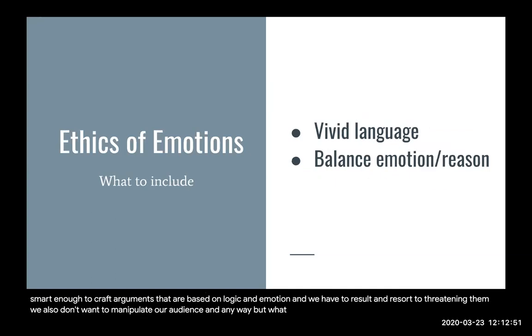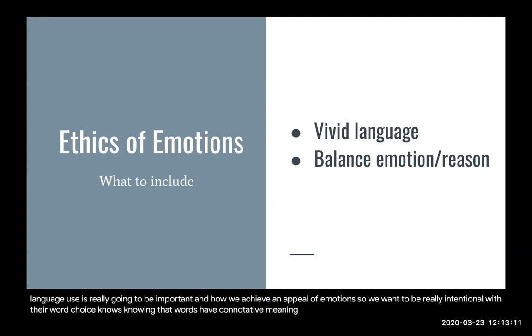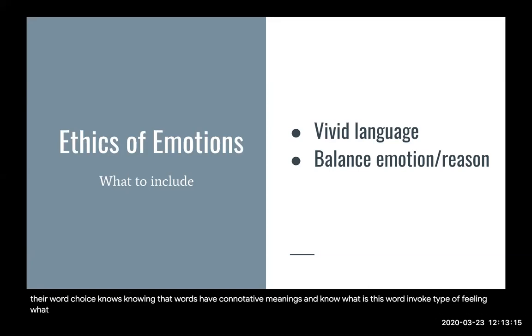But what can we do? So we do want to include vivid language. Our language use is really going to be important in how we achieve an appeal of emotions. So we want to be really intentional with our word choice, knowing that words have connotative meanings, and know, what does this word invoke, what type of feeling, what tone, and then have that match what you want your audience to feel in that moment.